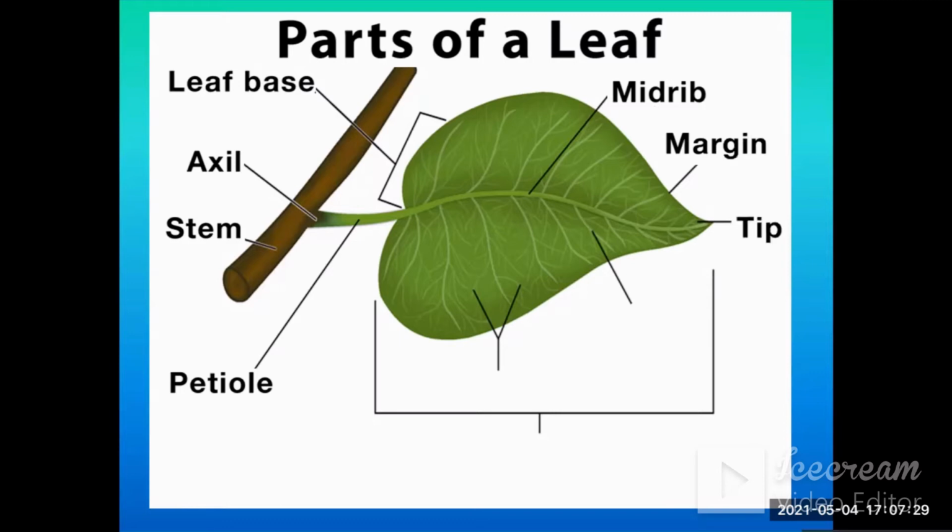Next, we have the leaf tip, veins, venules or veinlets, leaf blade, which is also known as lamina, a term you are going to use in higher classes. Let's move on.